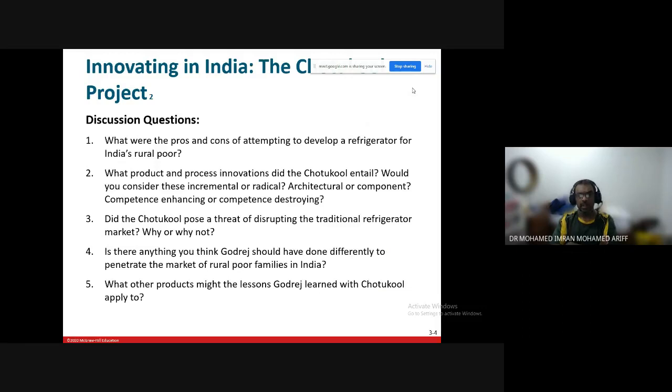Does the consumer need this? Or is there any other product available which the consumers are using or can use? Okay. In this case, this fridge thing, the poor people did not need a fridge.